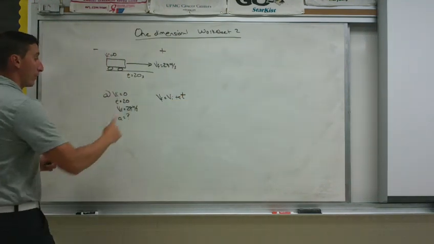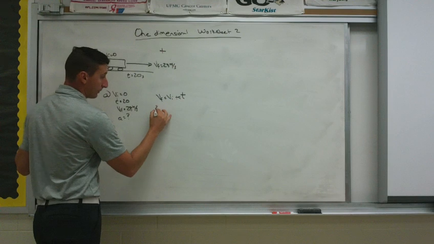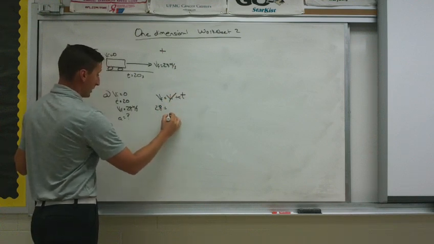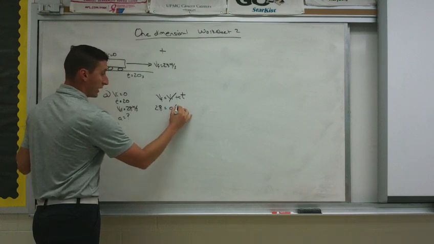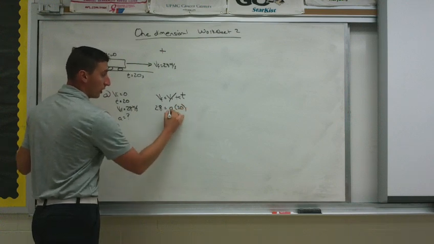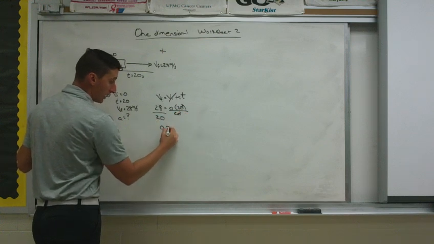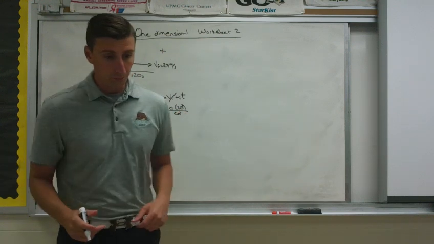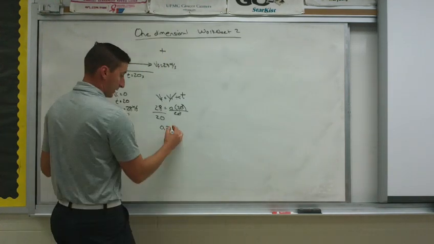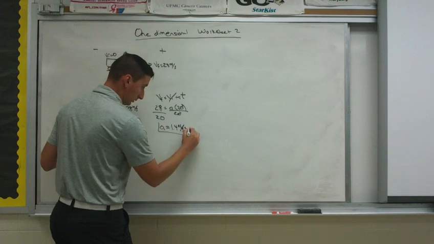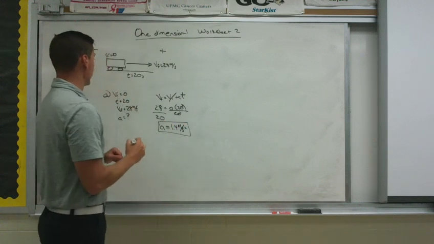All right, I plug in. VF is 28. VI is 0, so it cancels out. A is what you're looking for, and time is 20. To solve, divide by 20. A is equal to 1.4 meters per second squared. Okay? B.